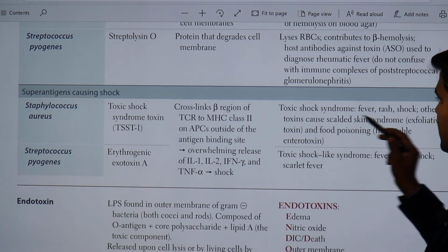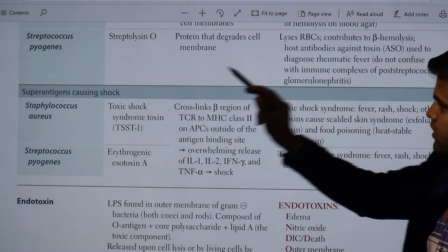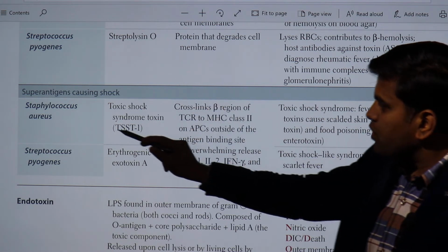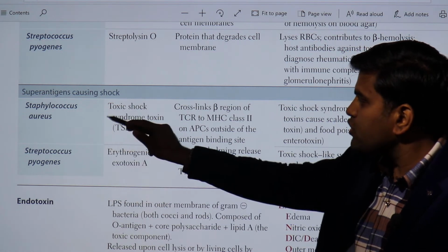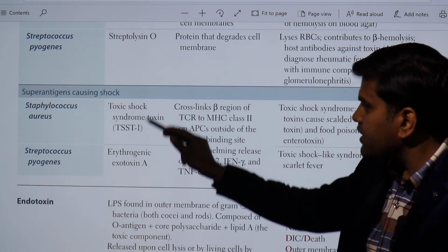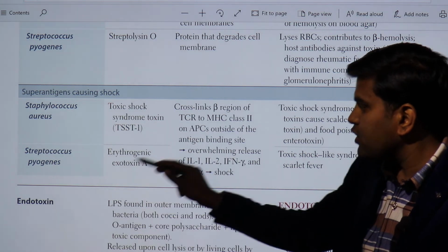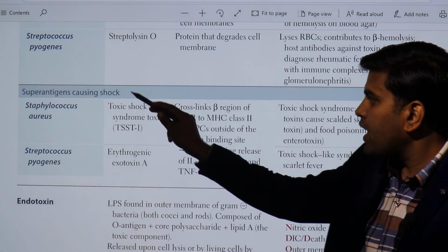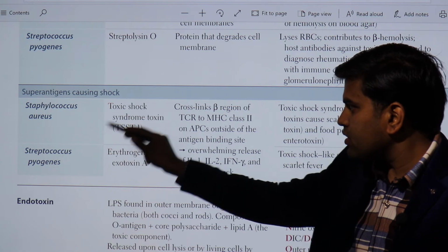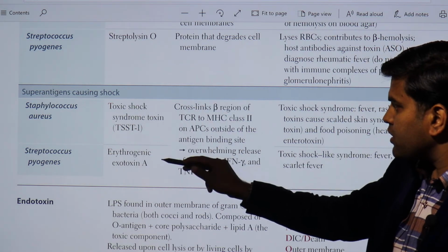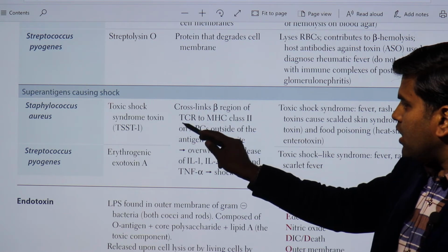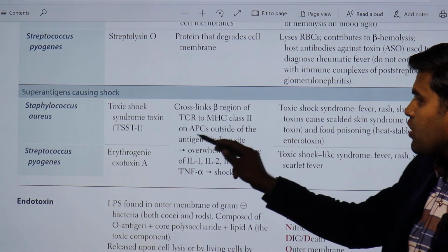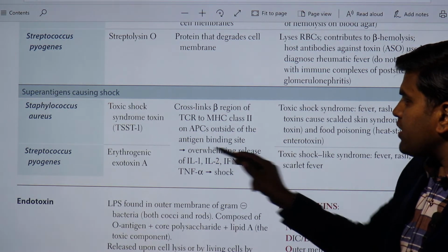These are not actually the superantigen. We are talking about the superantigens from mainly Staphylococcus aureus and Streptococcus pyogenes. These two bacteria produce the toxic shock syndrome toxin of Staphylococcus and erythrogenic toxin of Streptococcus. These two have superantigen capacity, and what they do is cross-link the beta region of the TCR, that is the T cell receptor, to the MHC class 2 on the antigen presenting cell outside of the antigen binding groove.